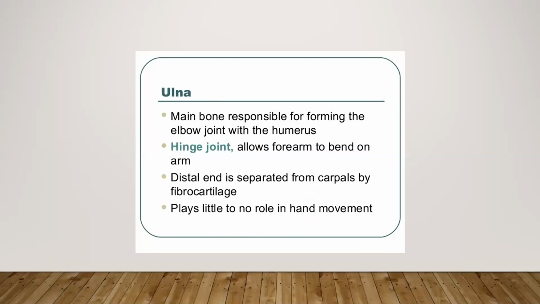the main bone responsible for forming the elbow joint with the humerus. It is a hinge joint, allows the forearm to bend on the arm. The distal end is separated from the carpals by fibrocartilage. It plays little to no role in hand movement.